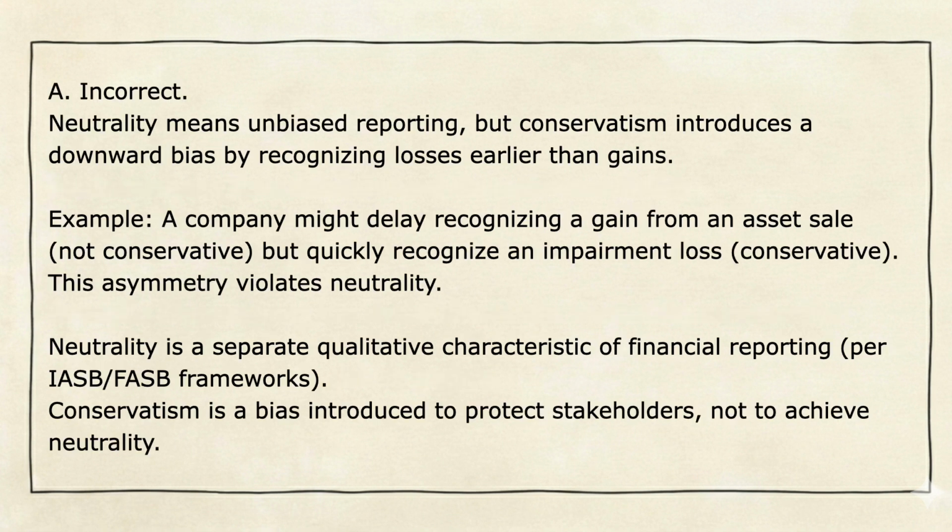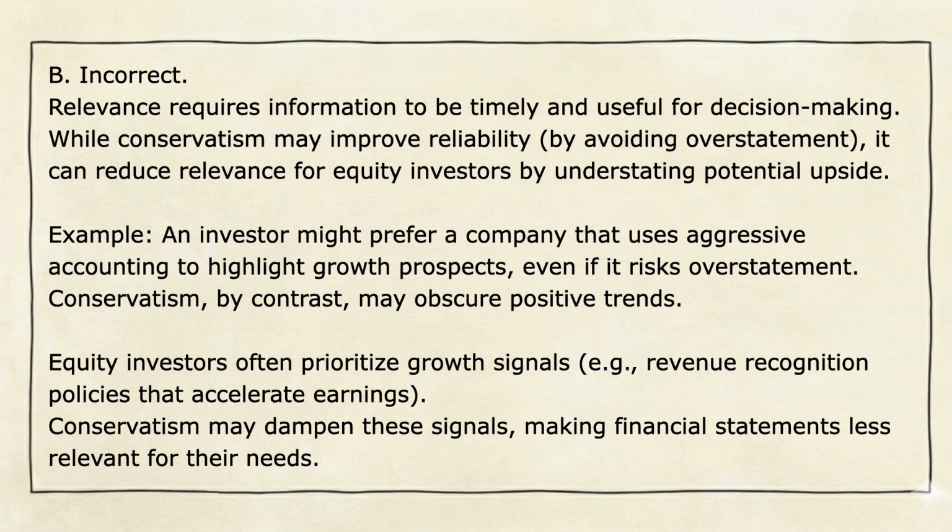A. Incorrect. Neutrality in financial reporting means unbiased reporting, while conservatism introduces a downward bias by recognizing losses earlier than gains. Conservatism protects stakeholders but violates neutrality. B. Incorrect. Conservatism in accounting, while improving reliability, can reduce relevance for equity investors by understating potential upside and dampening growth signals.